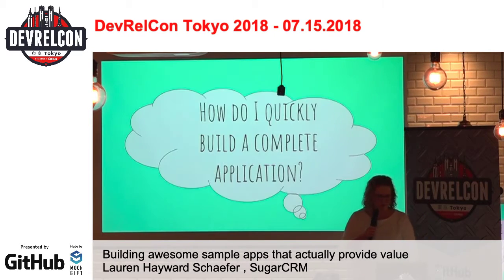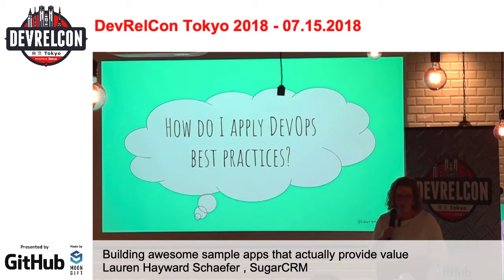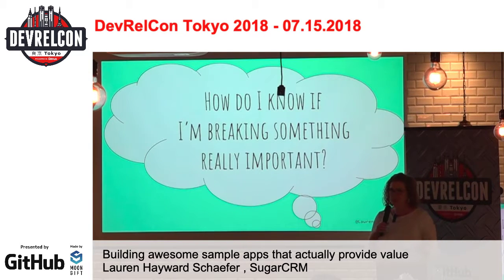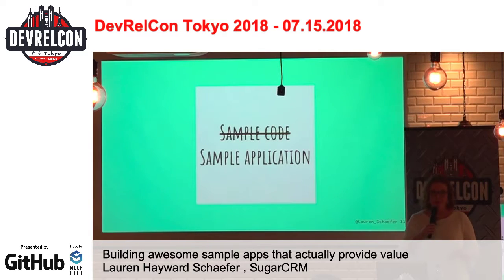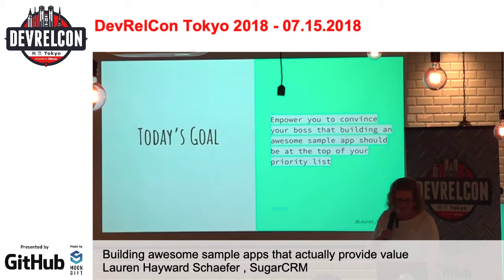sample code. So they might have questions like, how do I quickly build a complete application? Or how do I apply DevOps best practices? And your engineers at your company might be wondering, how do I know if I'm breaking something really important? And so when you start looking at these questions, sometimes that's where sample code breaks down, and you want to build a comprehensive sample application that covers a variety of use cases. So that's what we're going to talk about today.